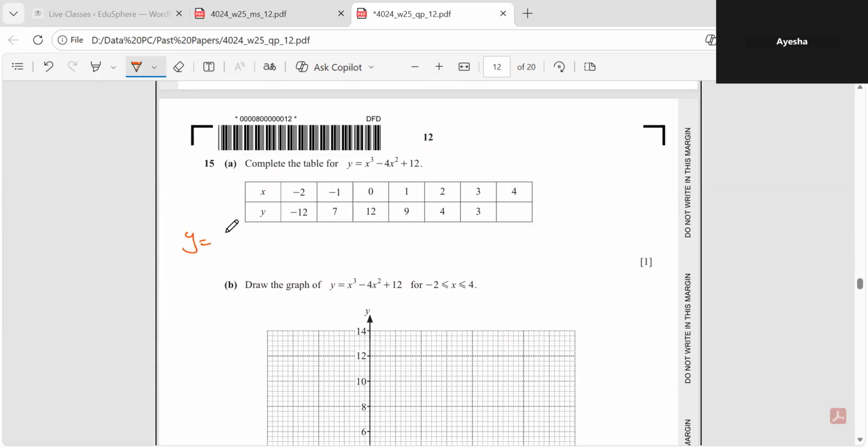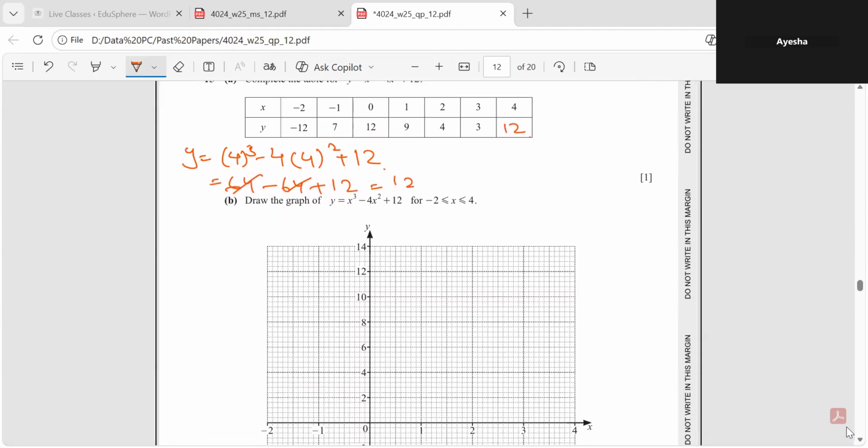So we are going to put the value 4 in place of x. So y equals 4 cube minus 4 times 4 squared plus 12. 4 cube means 64, minus 4 times 4 squared. Sorry, 4 squared is 16, times 4 is equal to 64, plus 12. So 64 minus 64, we only get 12. So the table will have the value 12.